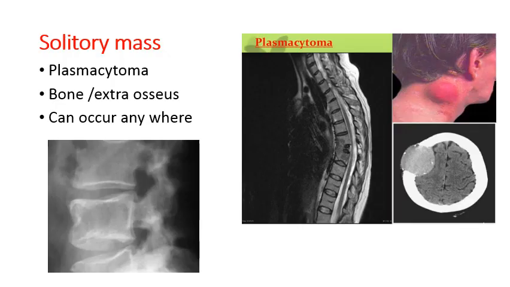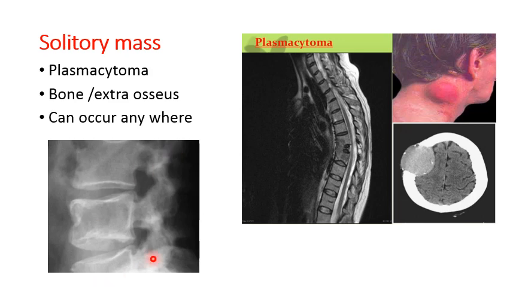Now the third pathophysiological cause: I said it can occur as a solitary mass. So the proliferation can occur as a solitary mass. It's not generalized. When it occurs like that, it's called plasmacytoma. These plasmacytomas can occur either in bones or outside the bone, and if outside the bone, it can occur anywhere as a painful lump.